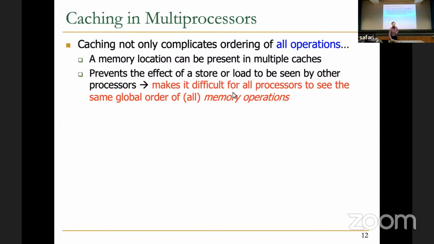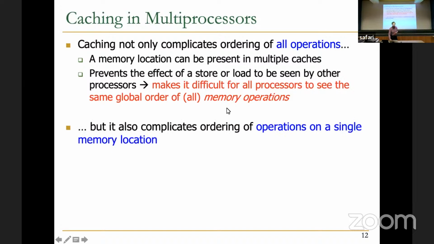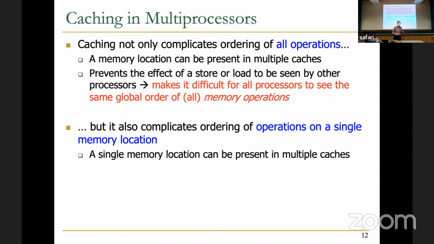This prevents the effect of a store or load to be seen by other processors. As a result, global ordering becomes difficult, right? But it also complicates ordering of operations on a single memory location. And cache coherence is all about a single memory location. We're going to talk about that, or a single cache block, if you will. A single memory location can now be present in multiple caches.